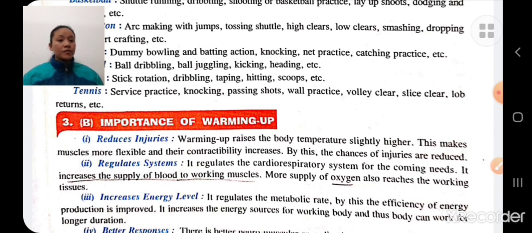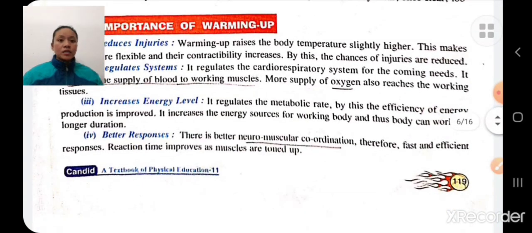Increase energy level. If we do warming up exercise, the energy level will be more. We will feel more energetic. Better response. If we do warming up, there will be better neuromuscular coordination. Therefore, there will be a fast and efficient response.